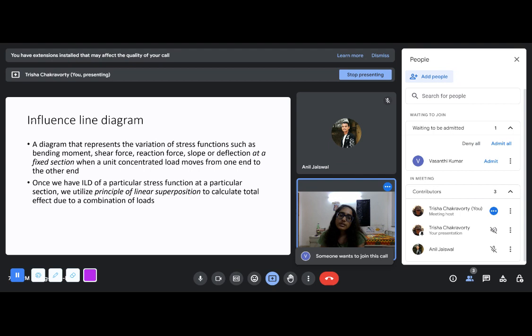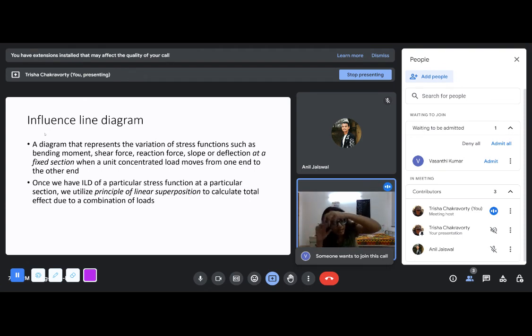Once we have the idea of a particular stress function at a particular section, we would use the principle of linear superposition to calculate the total effect due to a combination of loads. We will go into details later, but for example, suppose I have the influence line diagram of the bending moment at the midpoint of a simply supported beam, due to a unit load, a 1 kilonewton load moving from one end to the other. Now suppose I want to find out the bending moment at the midpoint for a certain pattern of loading.